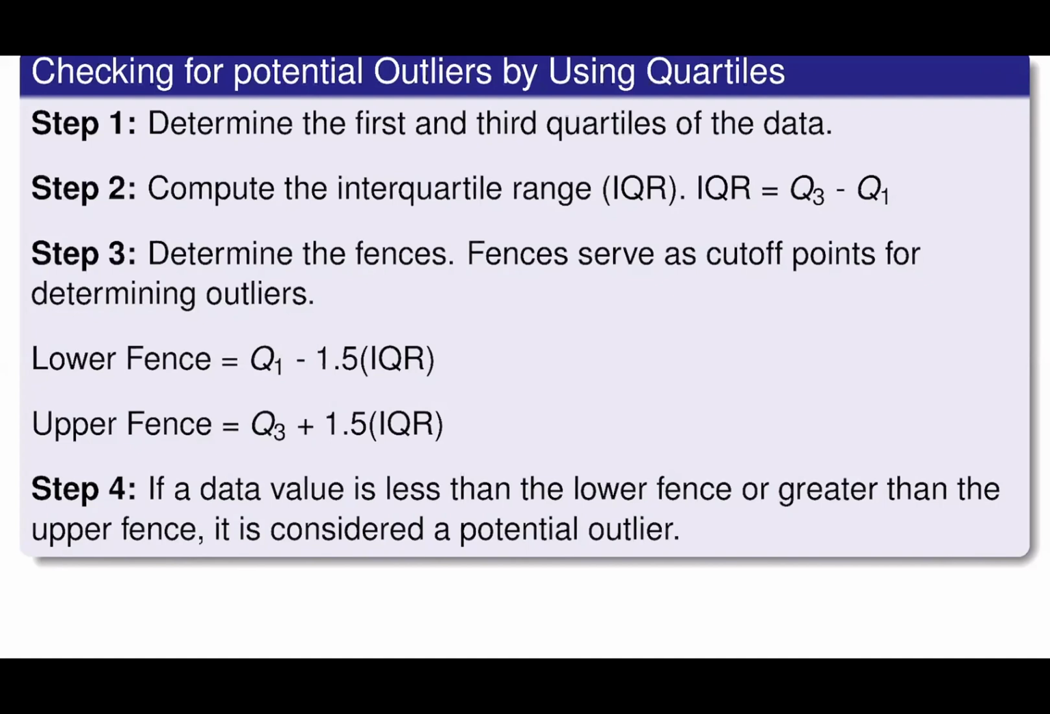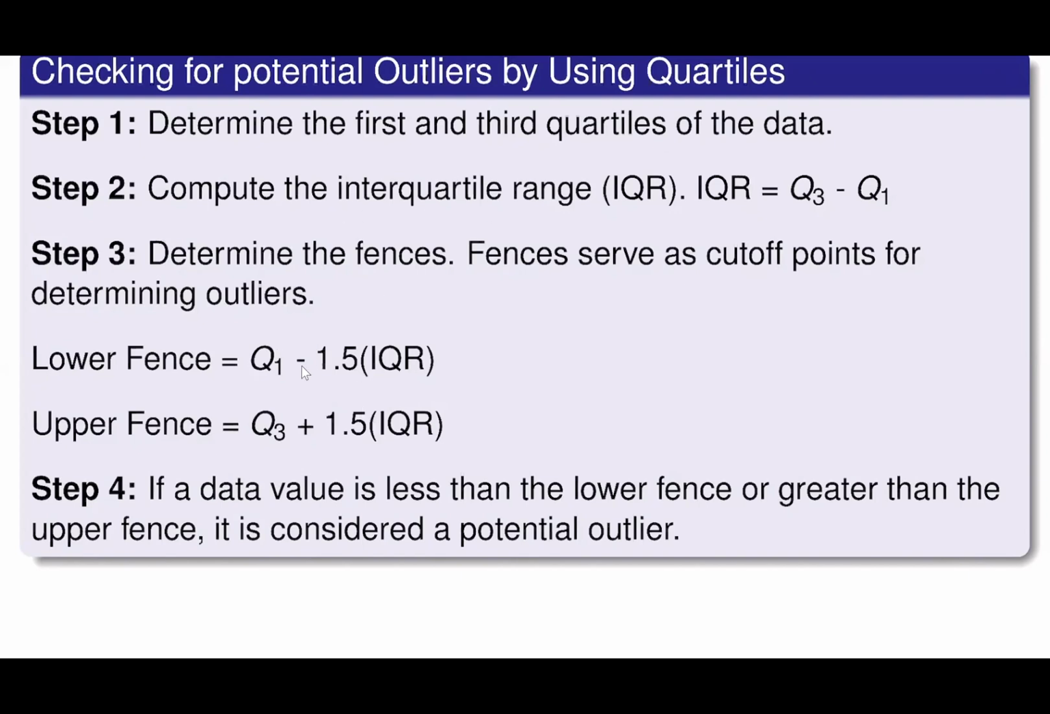So I'm going to go over how to mathematically show if there's an outlier. So the first step is to determine the first and the third quartile of the data set. So you want to find what Q1 and Q3 are. Once you find quartile 1 and quartile 3, you want to find the IQR, and the IQR is equal to Q3 minus Q1. So pretty much what we just did in the last 3 problems.